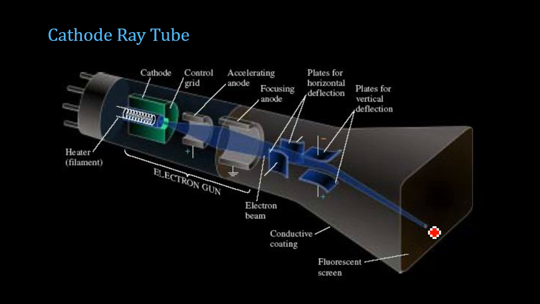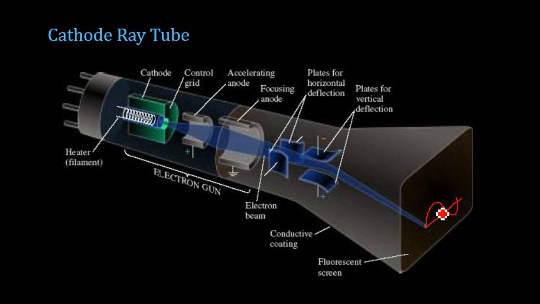it will be deflected and a bright spot will be created on the screen. Once the movement of the spot is very fast, you will feel that a continuous signal is being created on the screen. So that's how the entire CRO works.